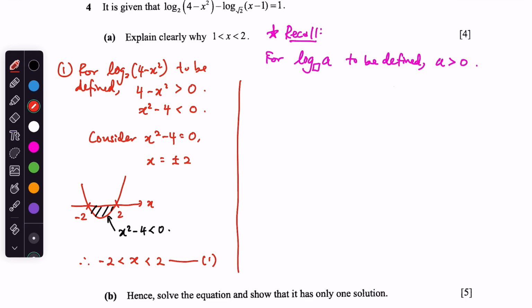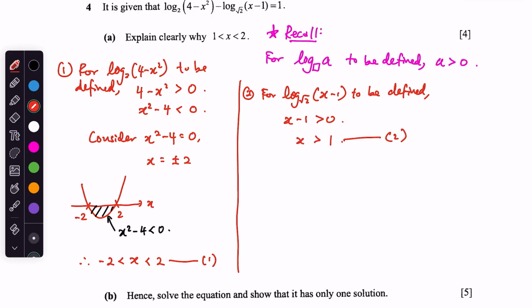Okay, the next step will be to consider the other logarithm term. So for log base root 2, x minus 1 to be defined, x minus 1 must be more than 0. In this case, it's just x is more than 1. So nothing much here. We don't really need to do much work.